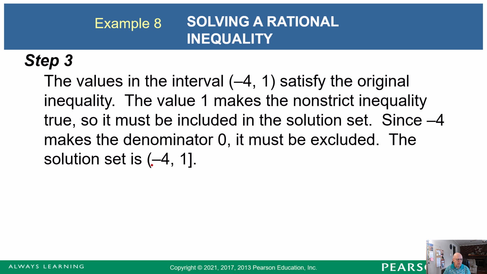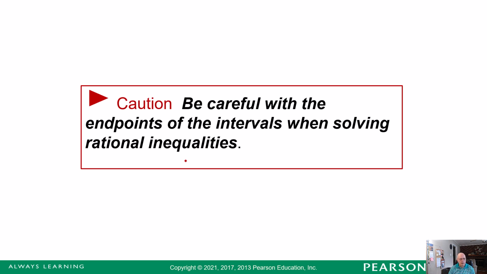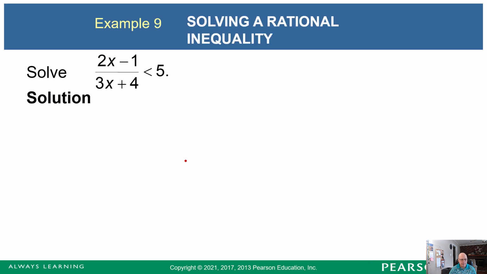So negative 4, remember, came from the denominator, so it's not included. 1 we got from the numerator, so it is included. If you haven't noticed already, be careful with the endpoints. When you get them from critical points of the numerator, you can use those points. Use brackets, those numbers are included. When they come from the denominator, use parentheses because they're not included in your solution set.